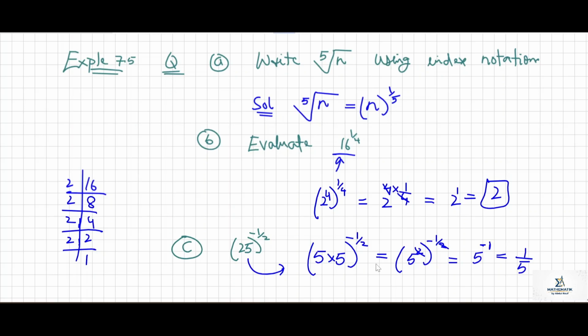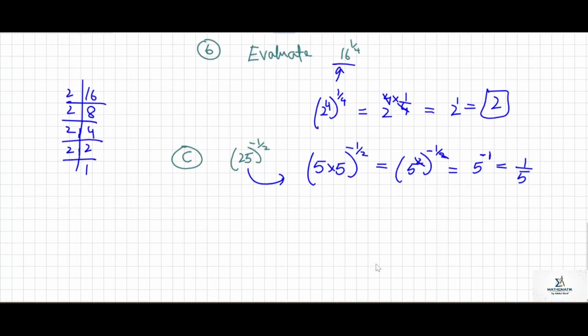So let's do some more exercise questions, or some examples. I should say examples. So we have part D, 125 raised to 2 by 3.